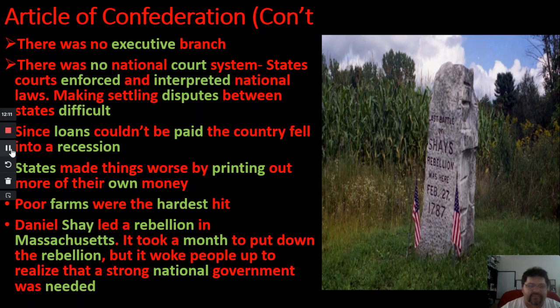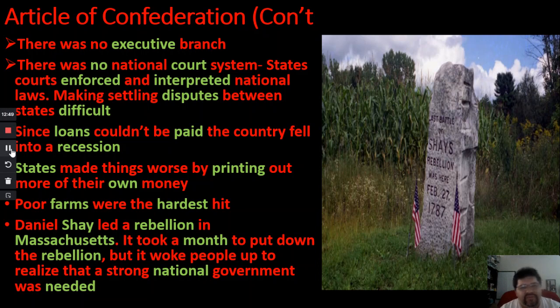And this made settling any type of arguments between two states very difficult, because each side was like, well, I'm right. And here's the thing: because we couldn't pay our loans, because we weren't collecting any money from taxes, we went into a recession. Our debts got bigger and bigger and bigger. And some states did the really, really stupid thing of printing more money.